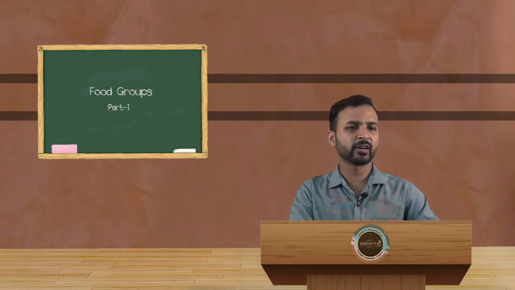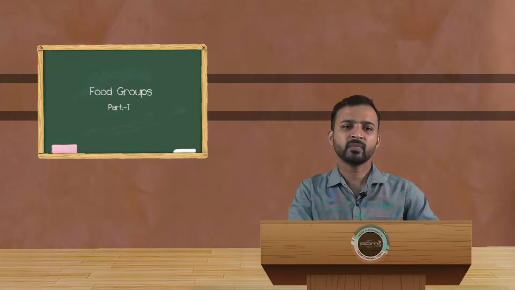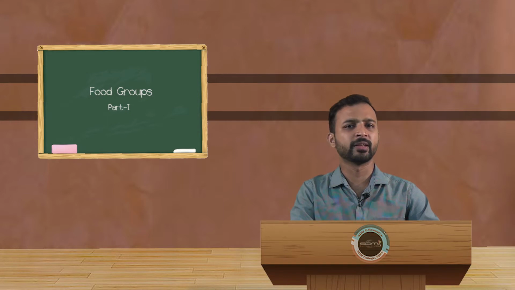And coming to protective foods, protective food means vitamins and minerals. Mainly we get these vitamins and minerals from green leafy vegetables, other vegetables, fruits, egg and meat products or flesh, milk products and other nutrients. Along with this we get a good amount of antioxidants, fiber, beta carotenes, sugar, protein and fat. So these are the classifications based upon their functions.